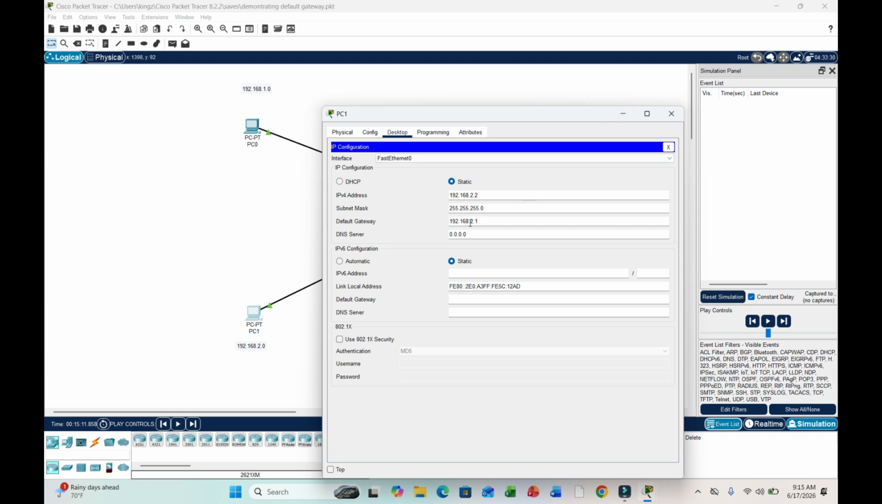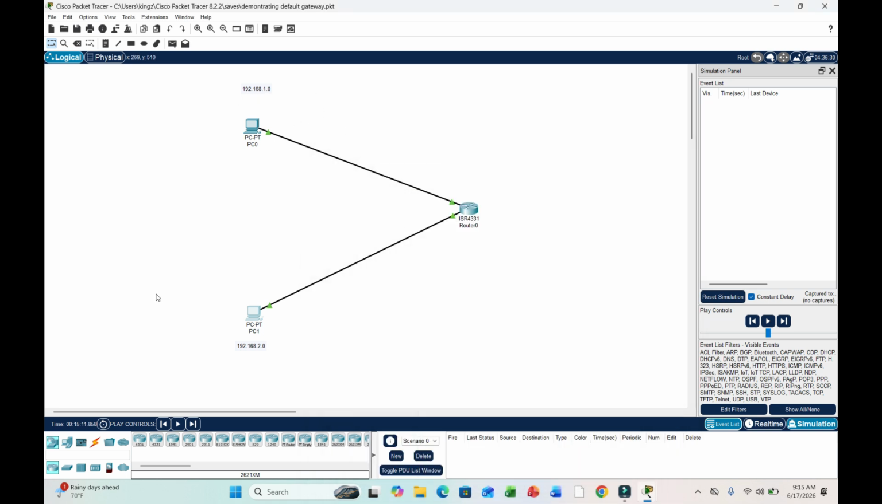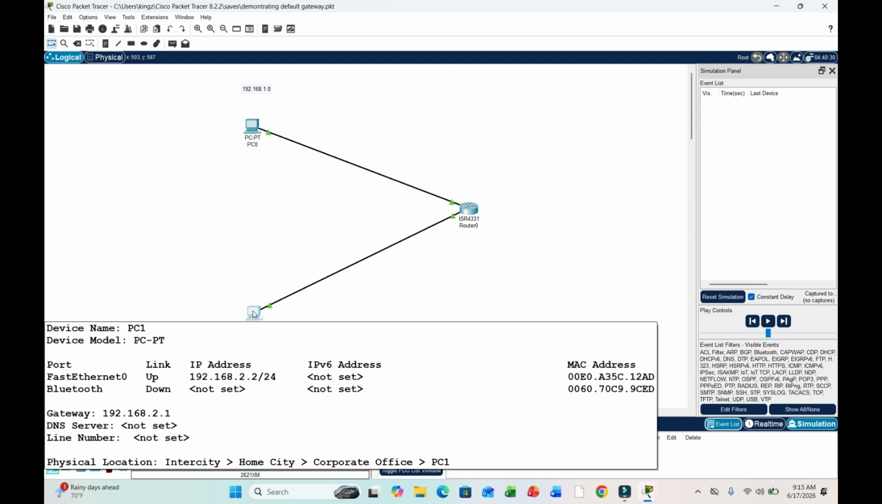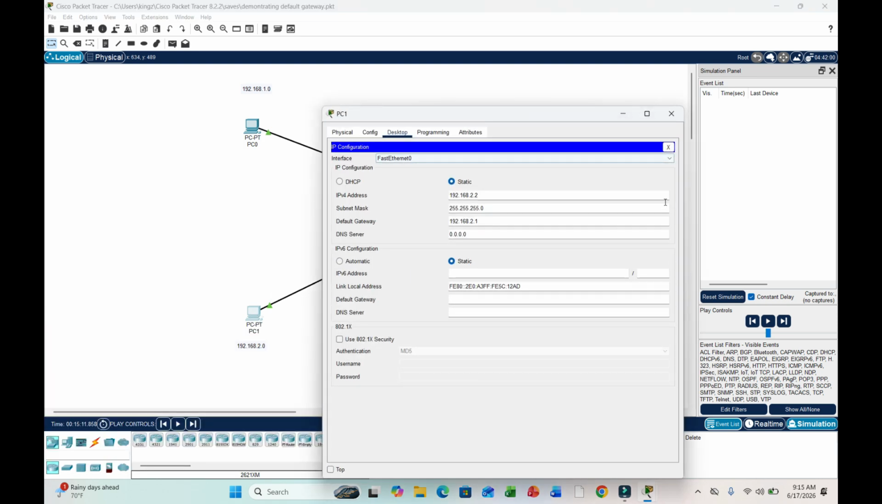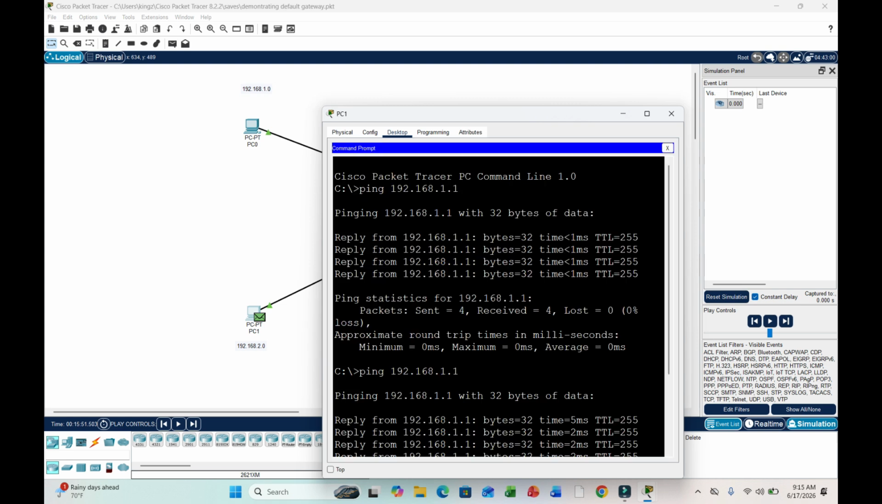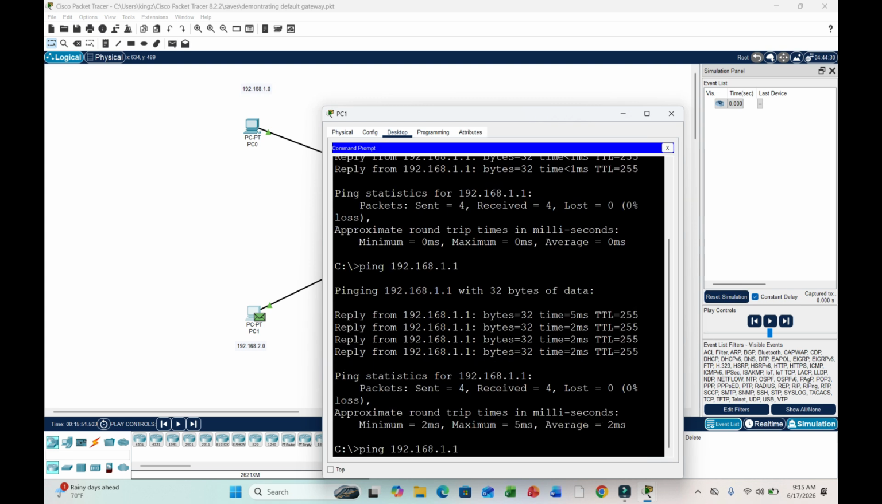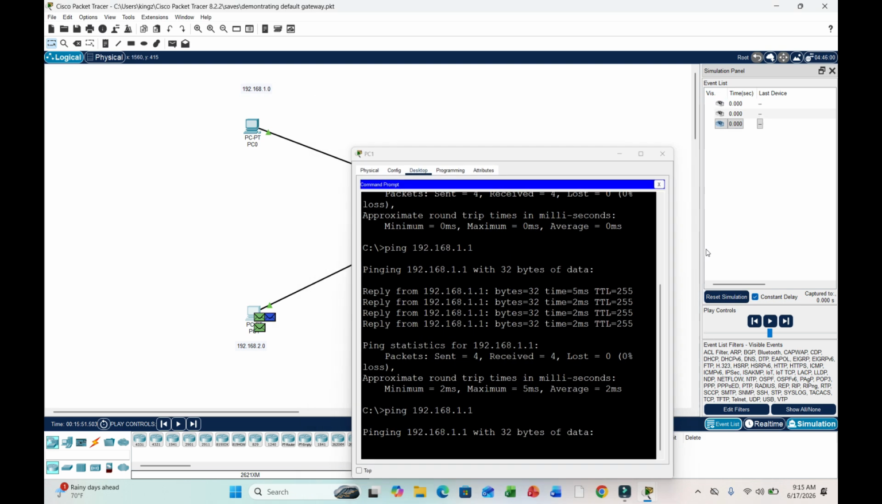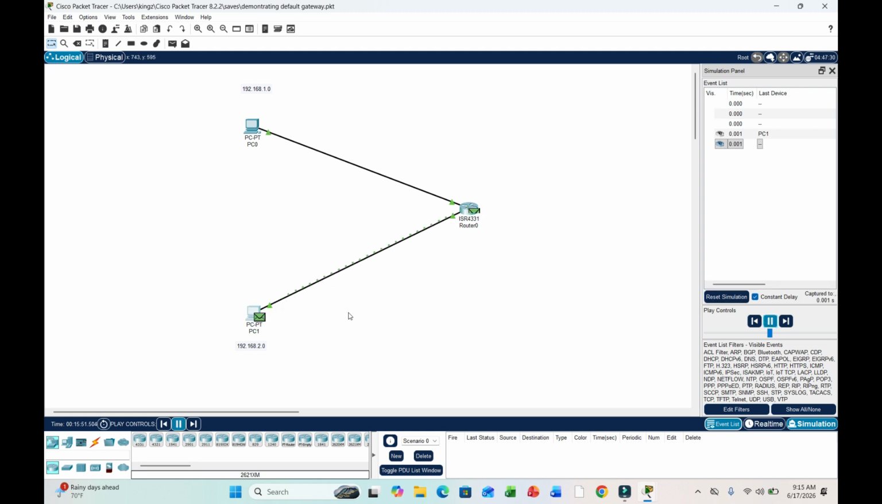Why do I put a different number on the third group, which is called the third octet? Because these computers are on two different networks. So we're going to try to see if the default gateway works. Yes, it is working. PC1 is sending packets, meaning data, to router 0, which is the default gateway.